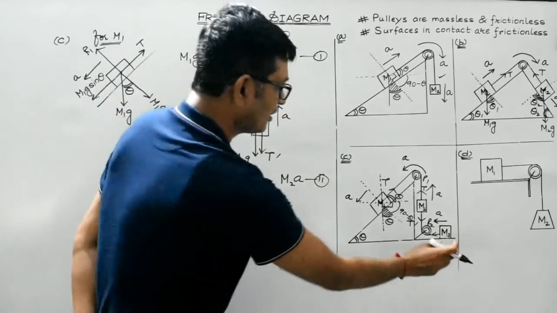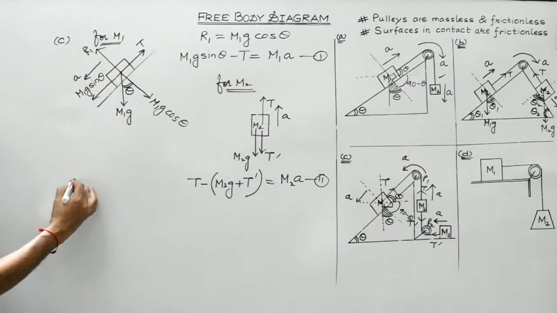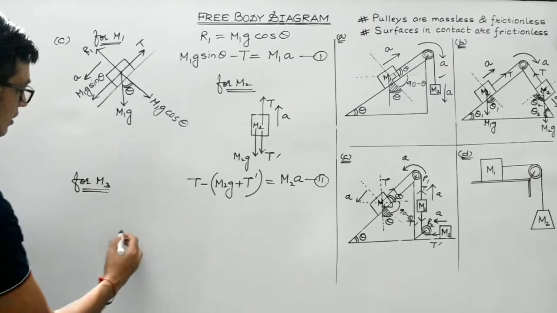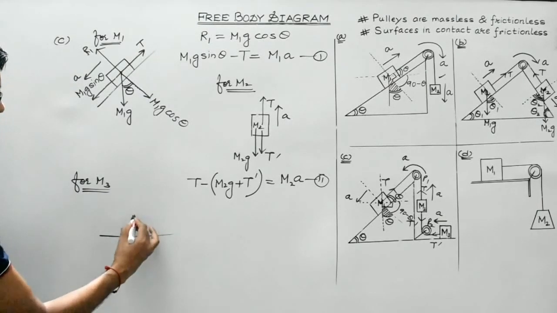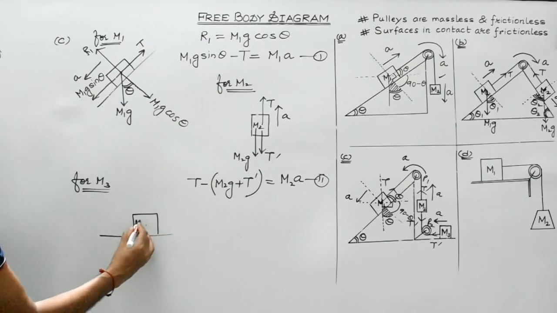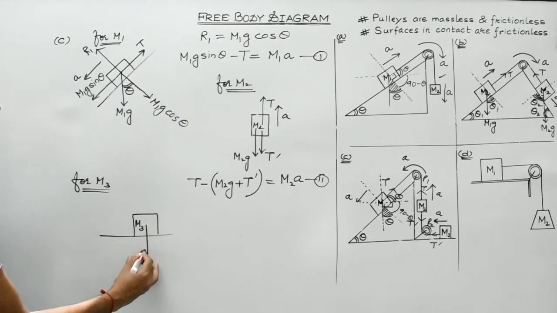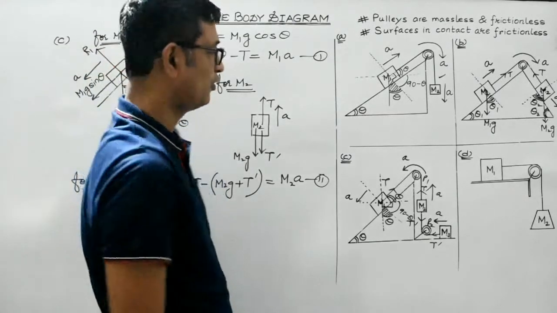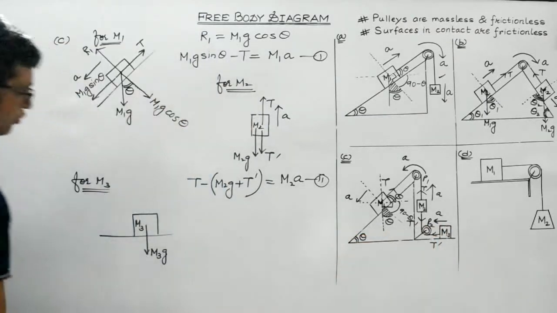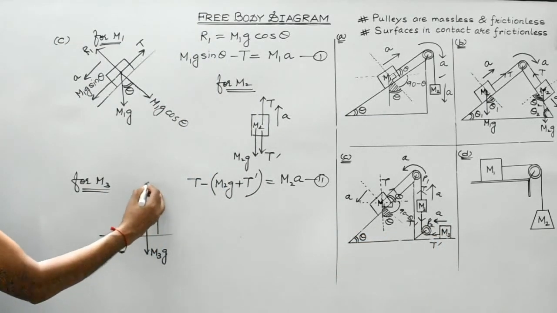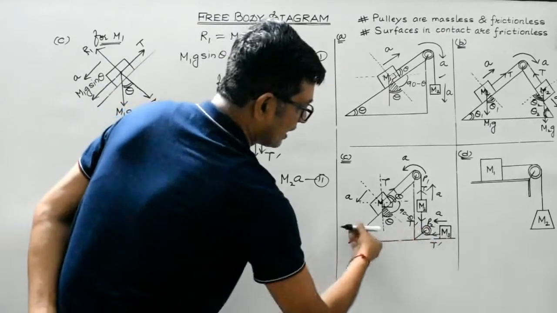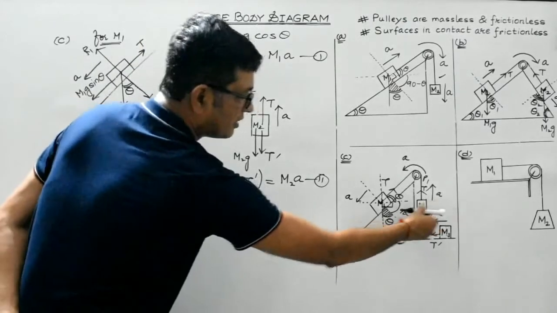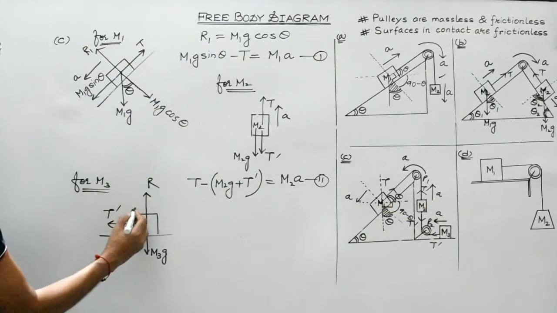Right? Let's consider the body of mass m3. For the body of mass m3, it is placed on a horizontal surface. This is m3. So one is the weight m3g, and the other is the reaction force, that is the contact force. So here the reaction force will be perpendicular like this. This is the reaction force. It can be considered to be R. Tension is acting along this direction, which is T dash. And it is getting accelerated horizontally towards left like this.